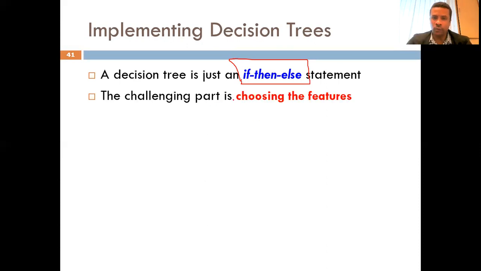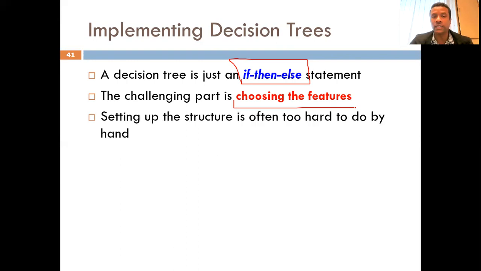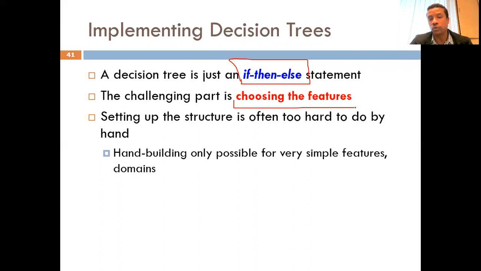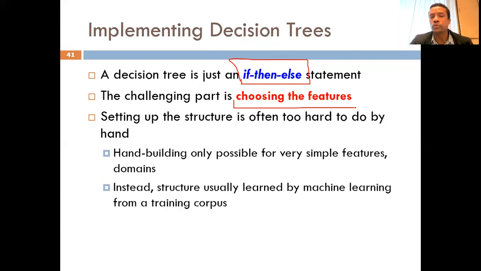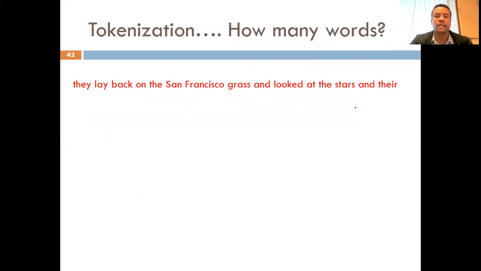So the challenge that we face in here is, what is a feature that you are going to look for? Just looking at the dot? Or are you going to say what appears before or after the dot, or in what kind of context the period or the dot is used, is quite challenging. So setting up a structure is often too hard to do by hand. So most of the time people try to look for a machine learning algorithm from a training corpus to decide whether it is an end of a sentence or not.